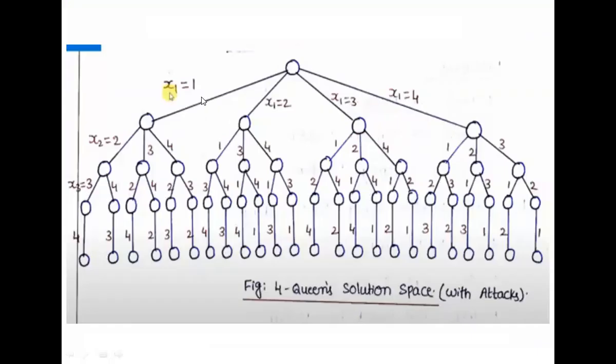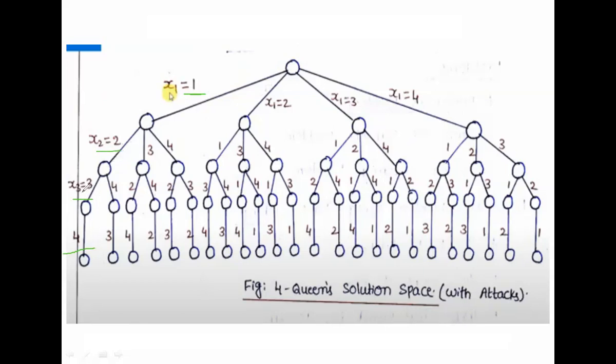Here we have 4 columns. In the first column I place the first queen, in the second column I place the second queen, in the third column I place the third queen, and in the fourth column I place the fourth queen. Without using the implicit constraint, I cannot consider any constraint here.